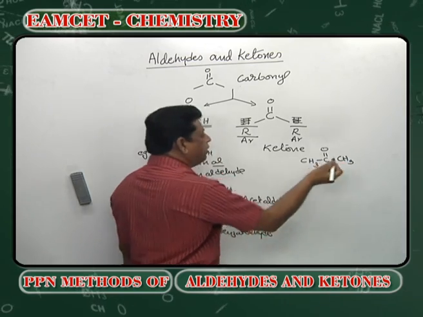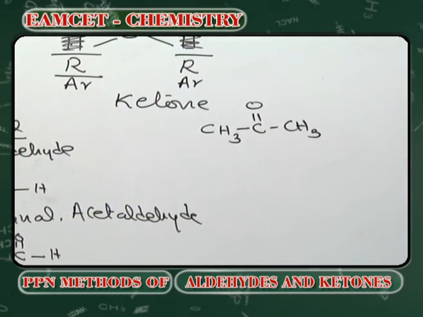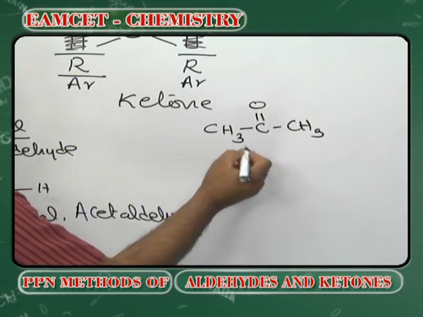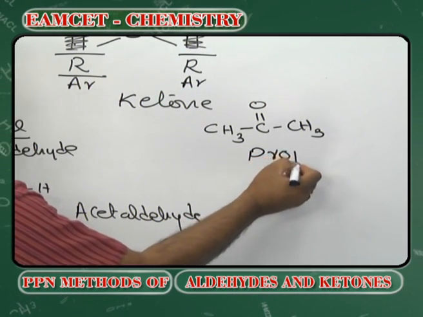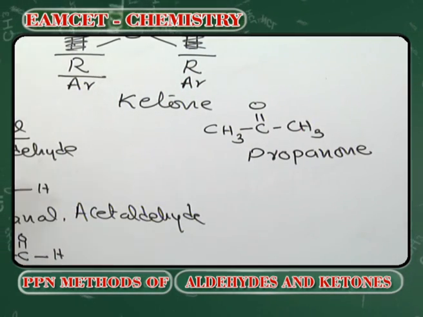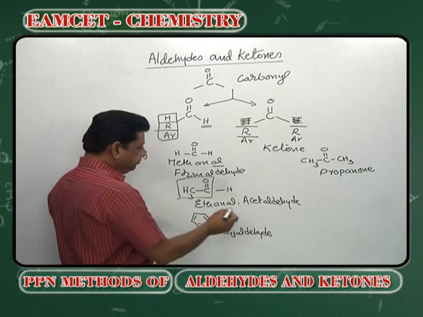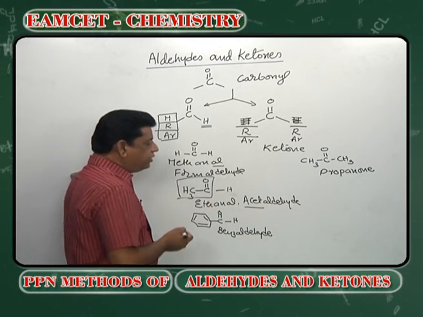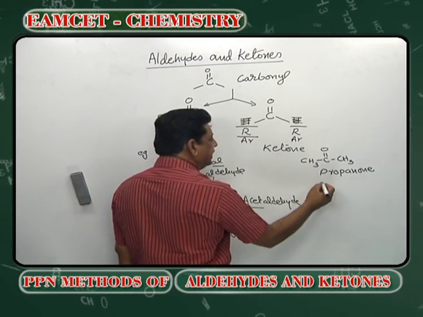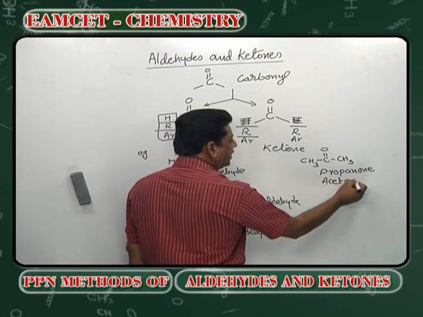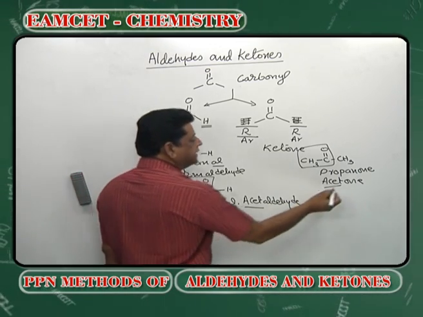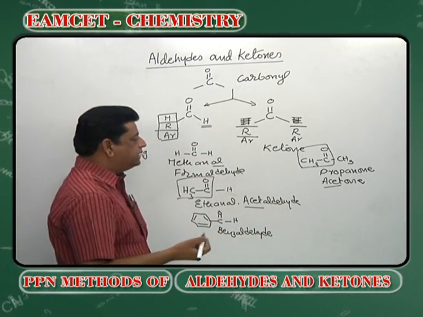Now coming to the ketone side, the smallest ketone is CH3 C double bond O CH3. No hydrogen should be there on either side, but alkyl groups are allowed. The smallest alkyl group is methyl. This is a three carbon ketone, therefore systematically called propanone. This CH3CO group is commonly called acet. Acet with hydrogen is acetaldehyde. Acet with one alkyl group making a ketone is commonly known as acetone. The smallest possible ketone is acetone.